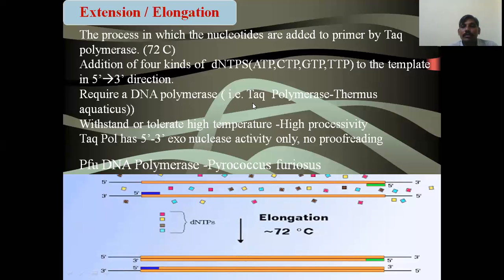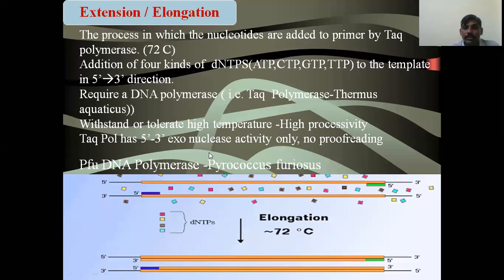So it requires a DNA polymerase. The Taq polymerase is generally isolated from the Thermus aquaticus bacteria. This bacterium withstands high temperature, and it has high processivity. High processivity means the rate at which nucleotides are added to synthesize a new strand. Per second, how many nucleotides are added? For example, 10 nucleotides are added per second. It shows processivity. Processivity means the rate at which nucleotides are added to form a new strand.